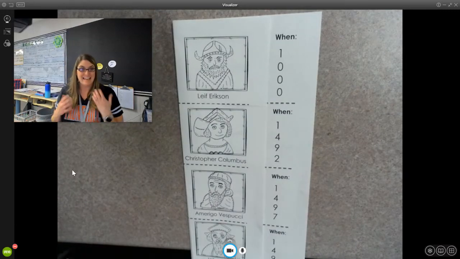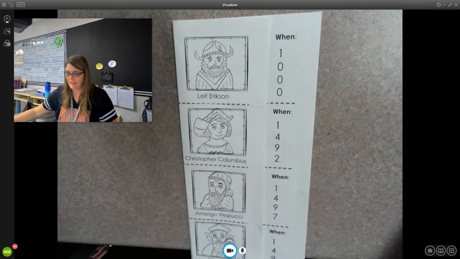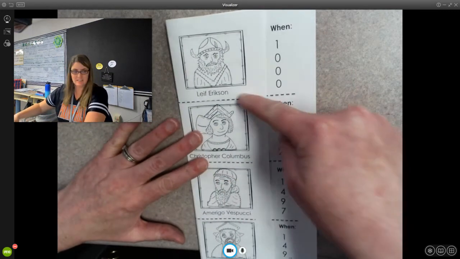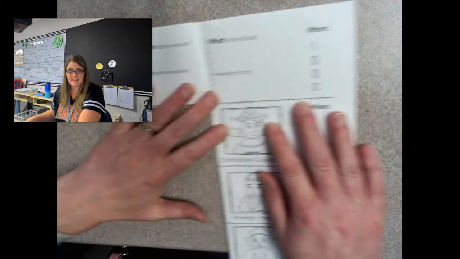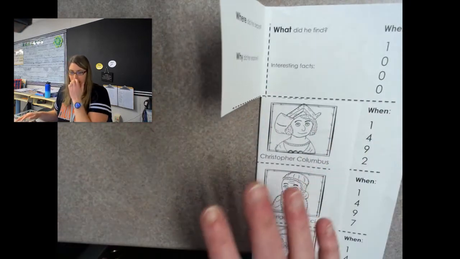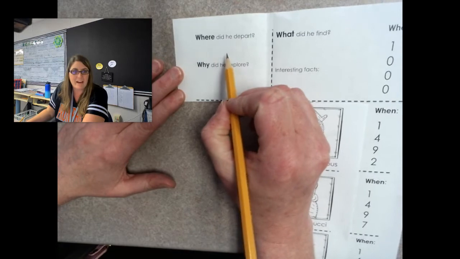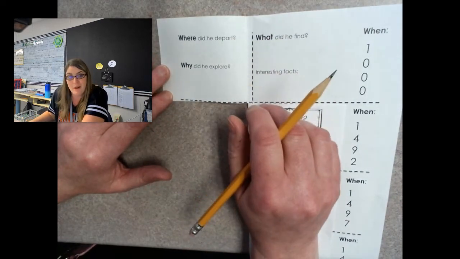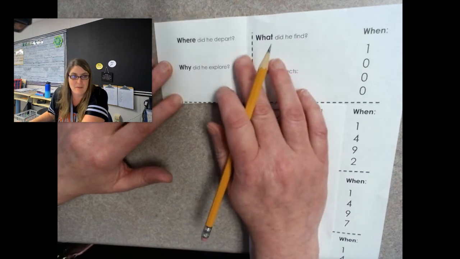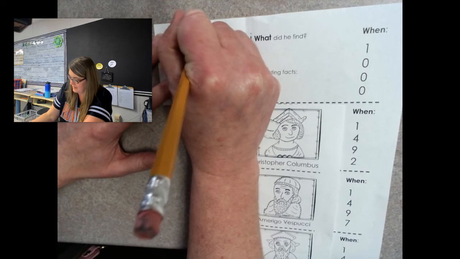Okay, so now that you've read about Leif Erikson, let's add a few notes about him into our foldable. So remember, you have this little foldable, and I just cut on my first line right here. And we're going to put some interesting facts. So the first interesting fact is we want to know where he departed from. Where did he come from? Where was he going? Do you remember where in your reading Leif Erikson was coming from? Yes, Greenland. So let's go ahead and write Greenland.